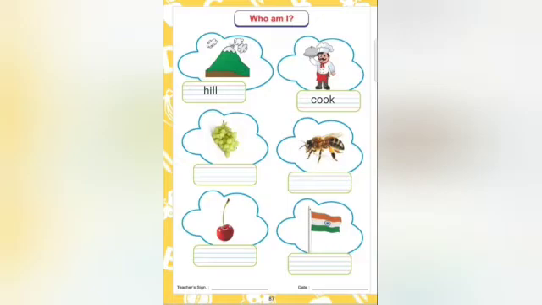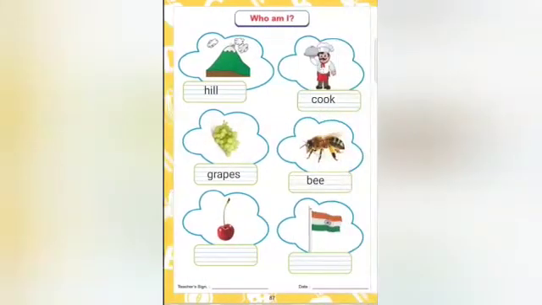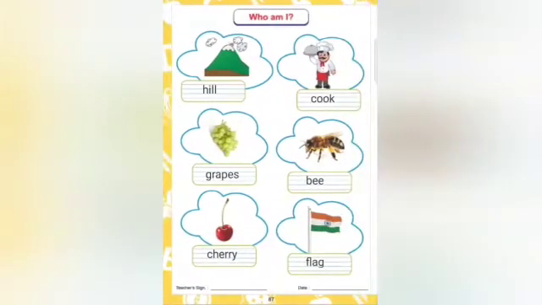Cook. Next picture, can anyone tell me what it is? Yes, it's grapes. Very good. So we will write grapes. Next picture is a bee. Bee. Then we have cherry. Very good. Cherry. And the last picture is, yes, it's a flag. Flag. So children, you will write the word and the blends in your book the same way that I have written.